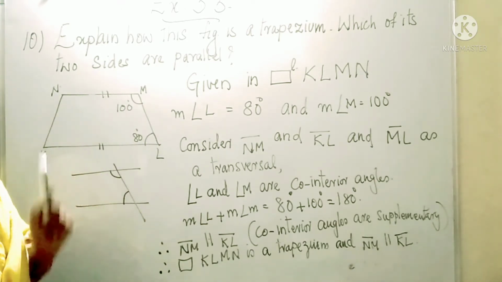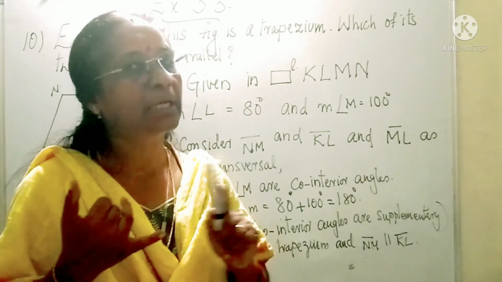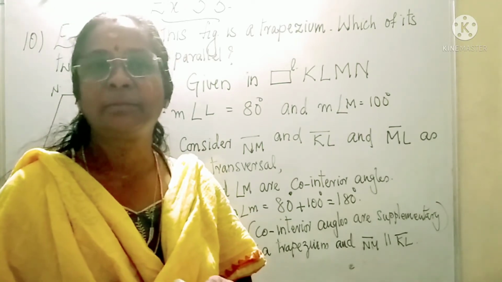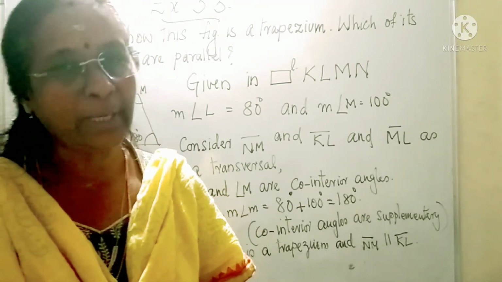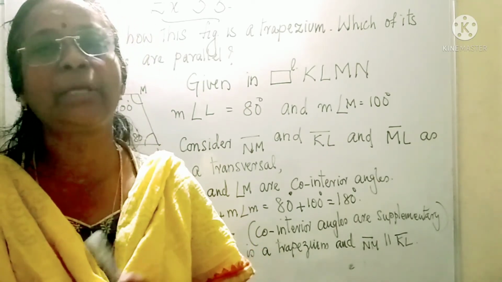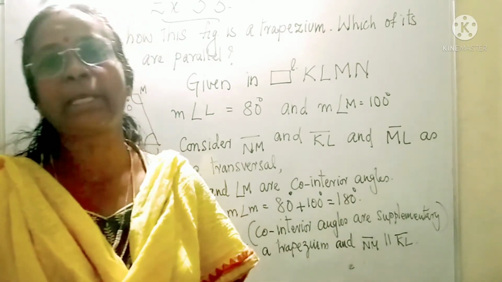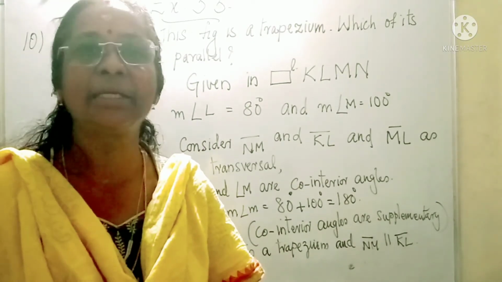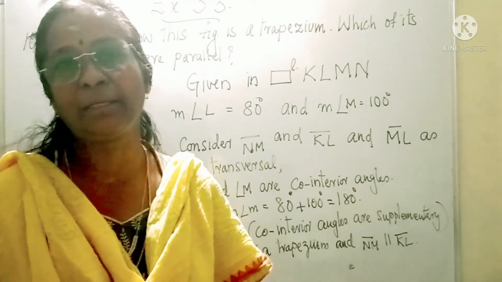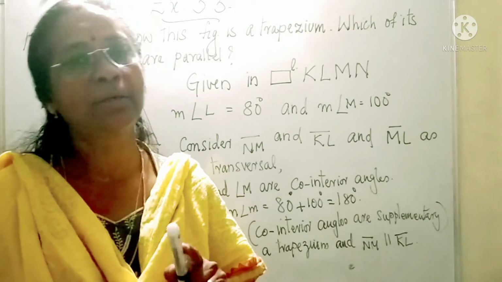For two lines to be parallel, there are certain conditions. What are the conditions? The corresponding angles should be equal, or the alternate angles should be equal, or the third condition is that the co-interior angles should be supplementary. In this particular case, co-interior angles are supplementary, so the two lines are parallel. Because the two sides are parallel, it is called a trapezium.